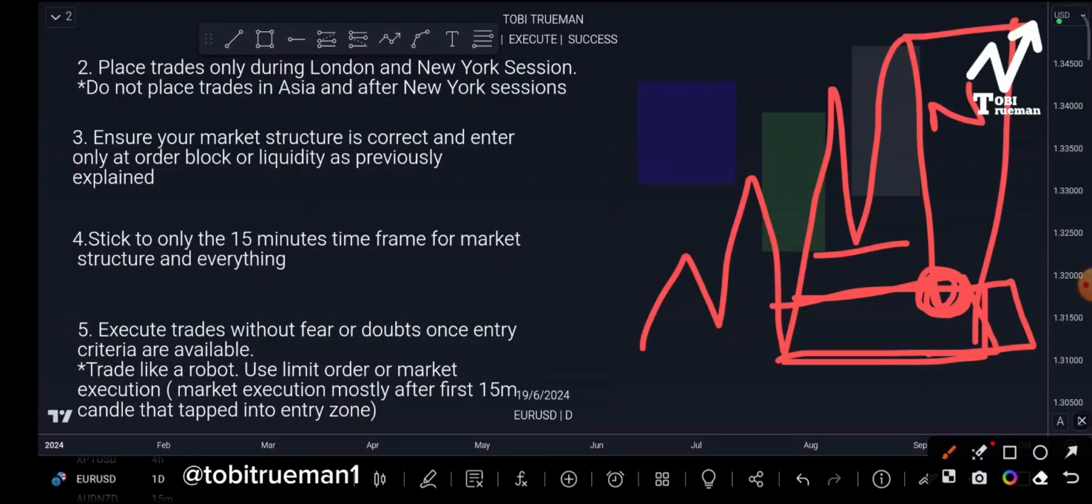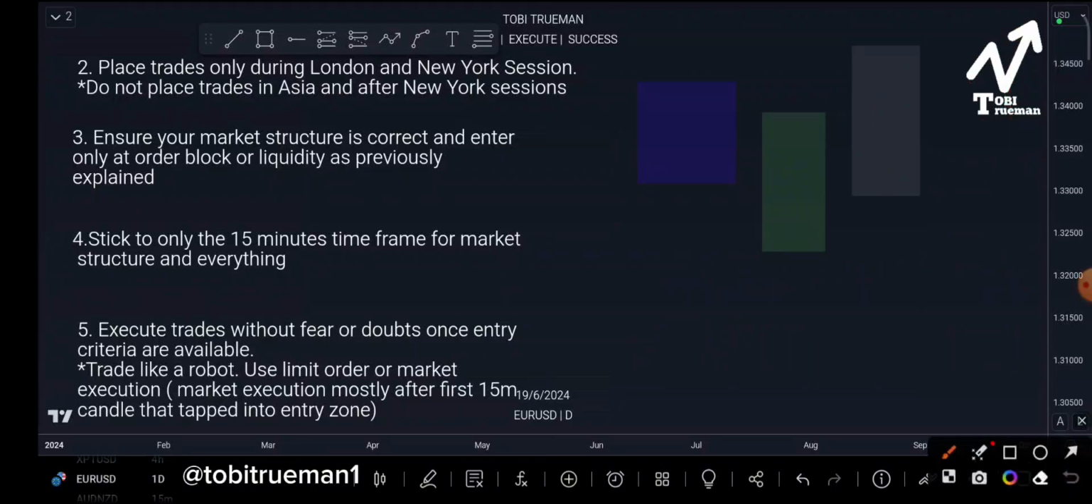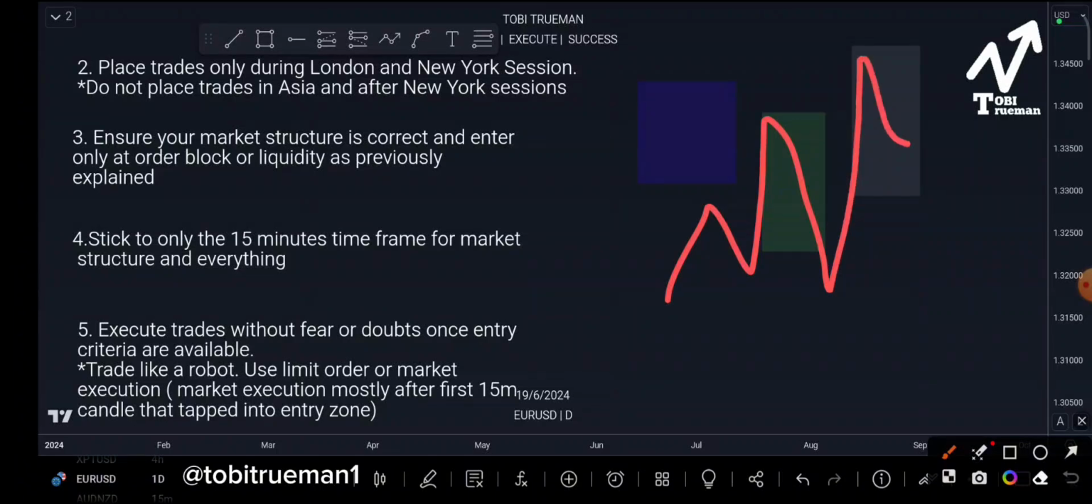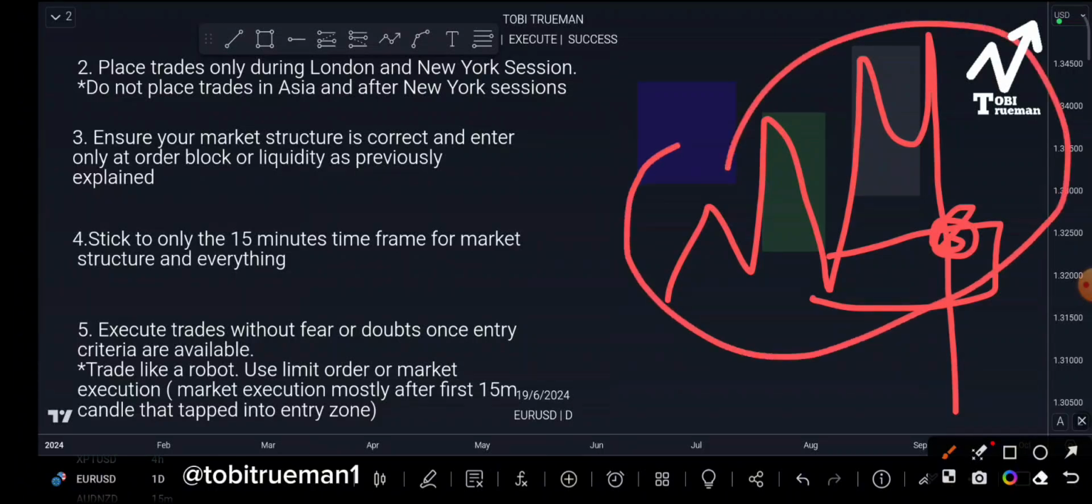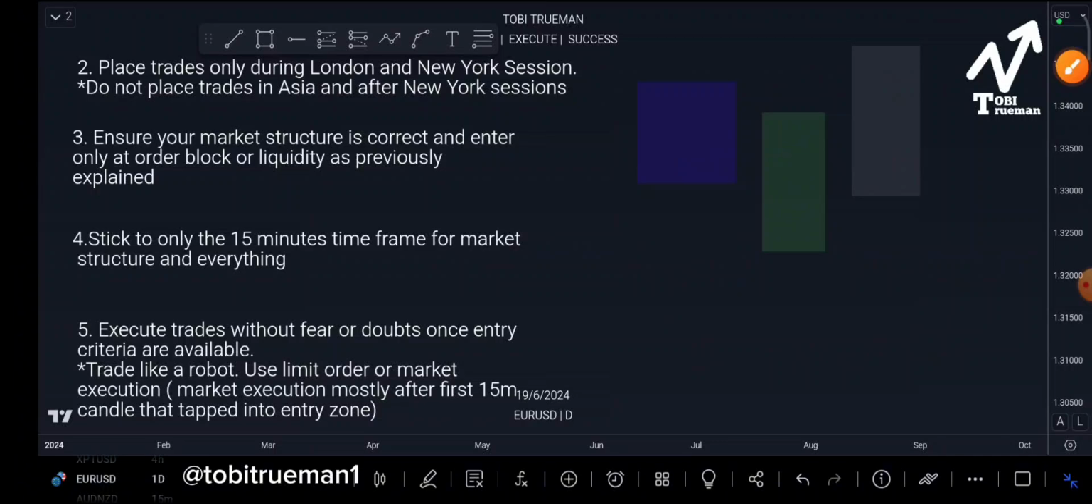Why? Because sometimes price will just come into that 15 minutes candlestick, and before you see the first candlestick that will tap into it, we just invalidate it. When that happens, you know that this structure is no longer valuable for your entry. You have to look for another entry.